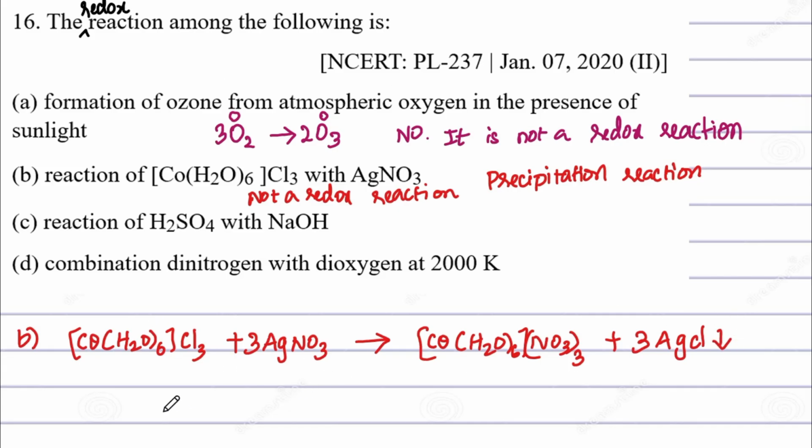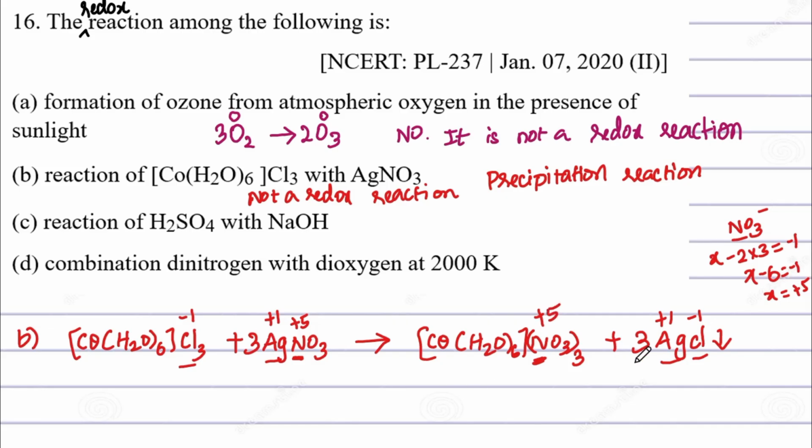Here there is no change in the oxidation state of any element. Silver is having the oxidation state of +1 in the reactant side, and in product side also it is +1. Same chlorine is having the oxidation state of -1. In product also it is having -1. Nitrogen also, it is present in +5 oxidation state in this nitrate ion. So it is NO3-: x minus 2 into 3 is equal to -1. x minus 6 equal to -1. x is equal to +5. So in product side also it is present as nitrate ions only. So it is present in +5 oxidation state. So the oxidation state does not change for any element. So it is not a redox reaction.